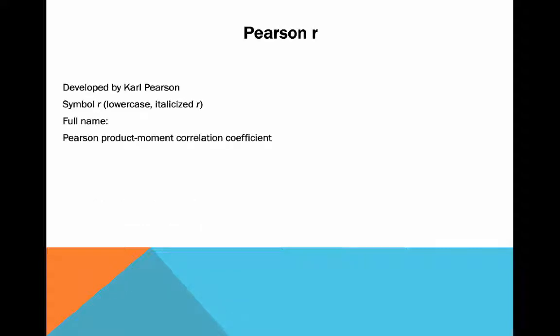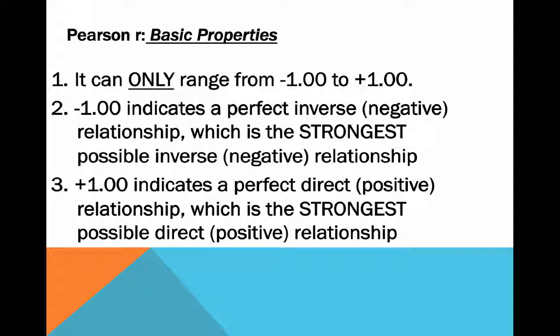Pearson R was developed by Karl Pearson, hence the name. The symbol is r, which is a lowercase italicized r. I know it could be hard to tell in here a little bit. The full name is Pearson Product Moment Correlation Coefficient. That's the full name.